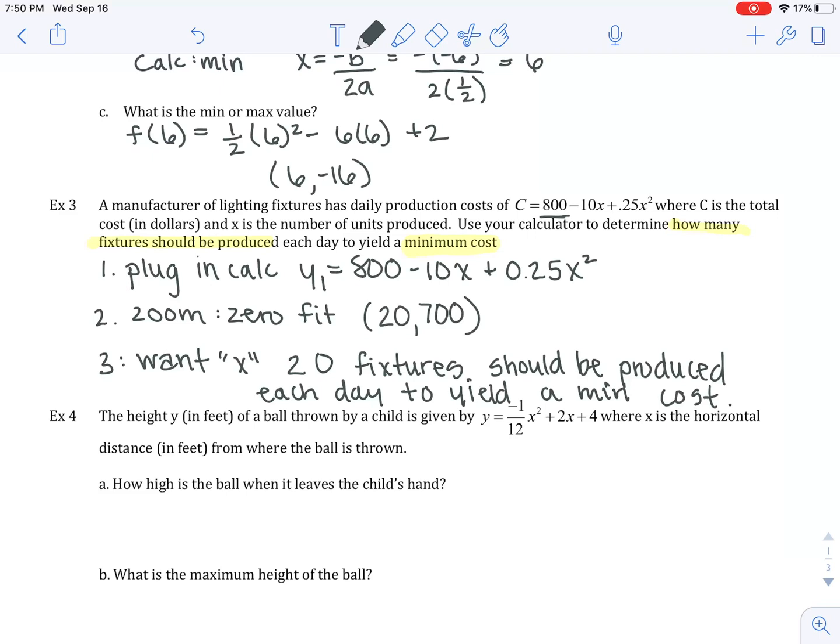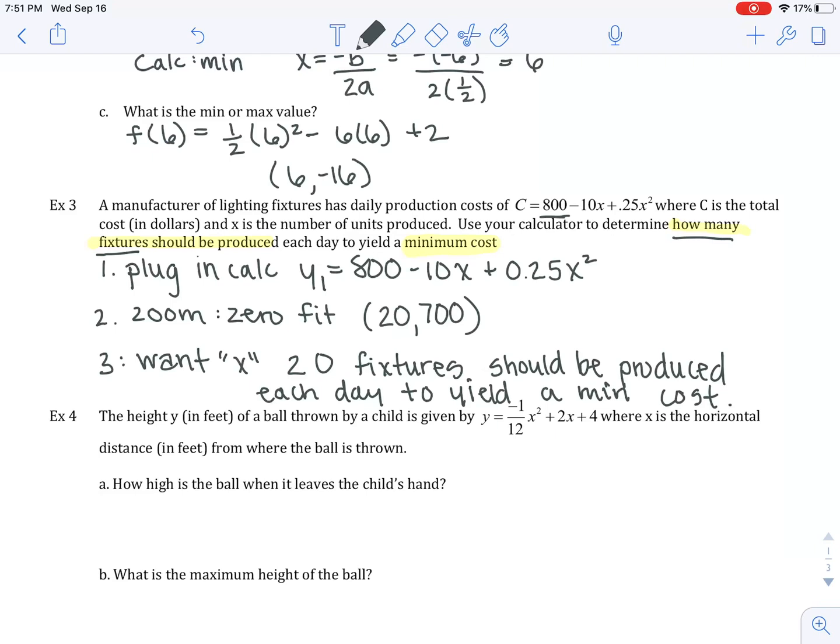All right. If you were wondering how did she know what to write, what's the proper wording, here's a little hint. I literally just copied the question, except instead of the words how many fixtures, I said 20 fixtures, and then I literally copied exactly the rest. Should be produced each day to yield a minimum cost. Do the same thing, okay? Don't be thinking of nice wordy stuff. Literally copy my sentence or my question, just replacing the how many with the answer, okay?